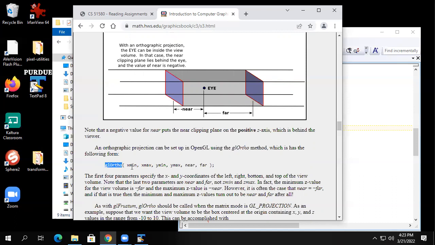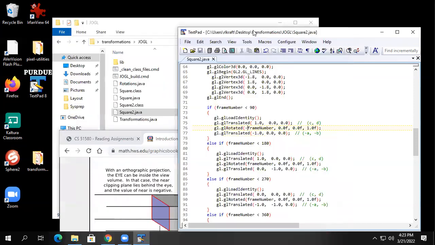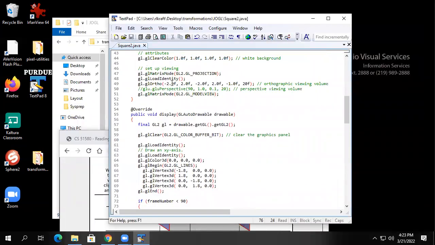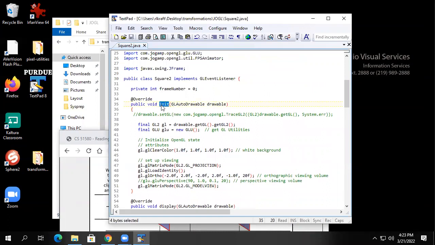Anything in front of near doesn't show up in the camera, and anything past far doesn't show up in the camera either. Okay, so we're going to set this, like for example, we want the square to be able to roll down the x-axis. So we don't need left to be much. So let's go over here to where there's the call to ortho. That's done in the init function. The init function initializes OpenGL, so we're going to set the camera up just once. Okay, here's the call to glOrtho.